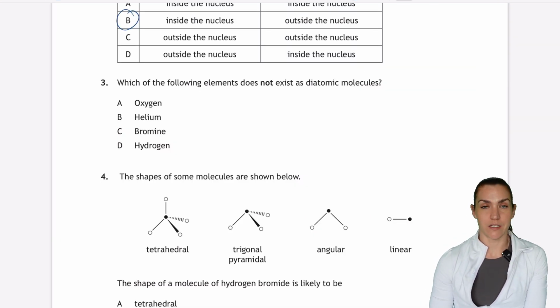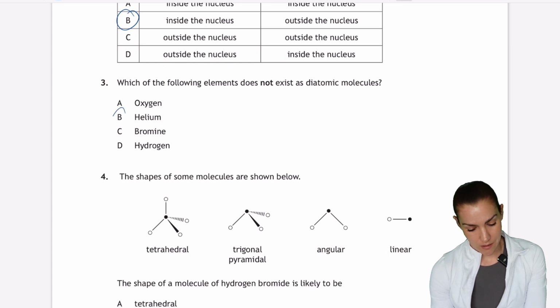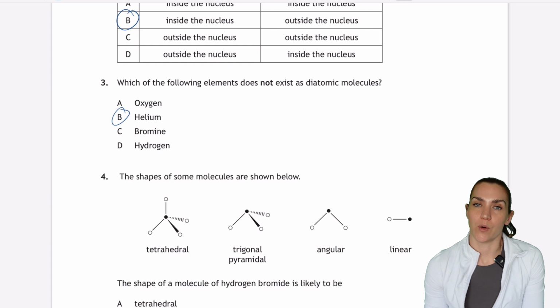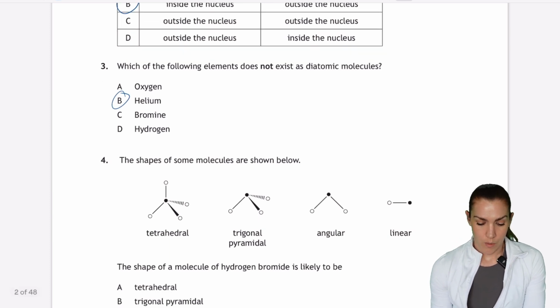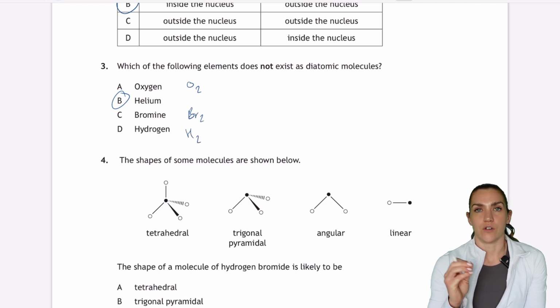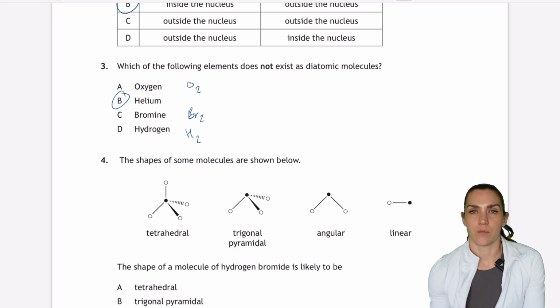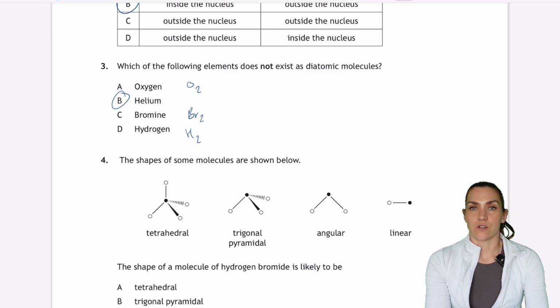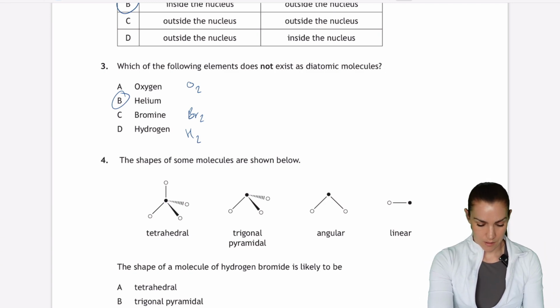So then if we look at that list of elements we're given there, it's helium that is not a diatomic element. It is in fact a noble gas, so it would be monatomic. When the elements are diatomic, it just means that they'll exist as O2 or Br2 or H2 if they are not within a compound. If they're in a compound, you can have a single one of those atoms within the compound, but if they're just on their own in elemental form, they have to be diatomic.